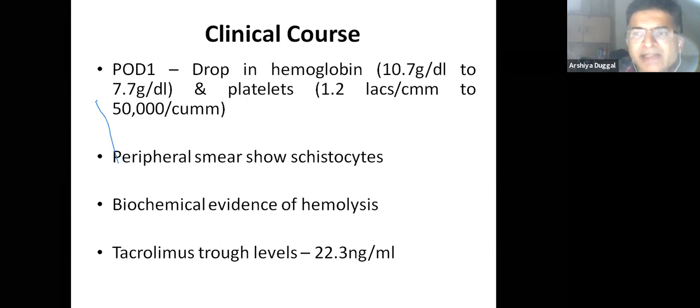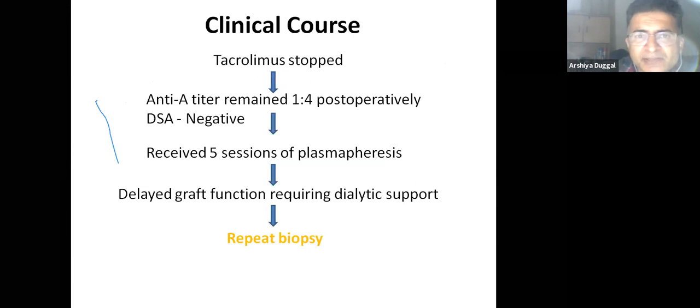We thought that this is CNI-induced TMA, and in this patient, the tacrolimus was stopped. Anti-A titers remained 1:4 post-operatively. DSA was negative. So we have to remember one important thing in an ABO-incompatible transplant. Somehow the titers don't correlate with the histopathology. You may see a histopathology where there is severe TMA, and there is a graft nephrectomy also which is being done because the TMA has progressed to cortical necrosis, but the titers will be fine. So somehow the titers don't correlate with the histopathology findings. So you have to go with what the histopathology shows.